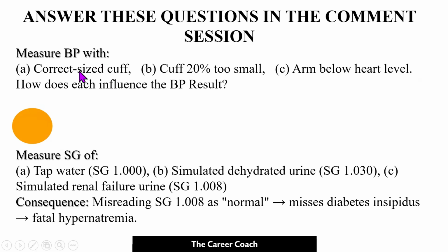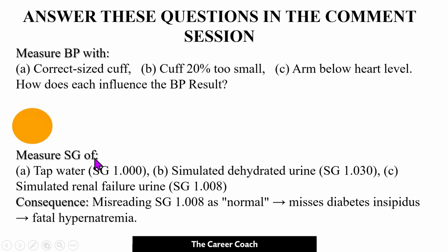Measure blood pressure with the correct size cuff. Measure blood pressure with a cuff 20% too small. Measure blood pressure with arm below heart level. How does each of A, B, C influence your BP result?